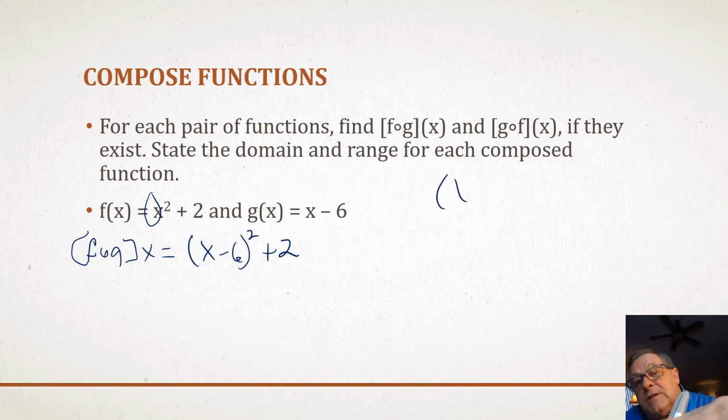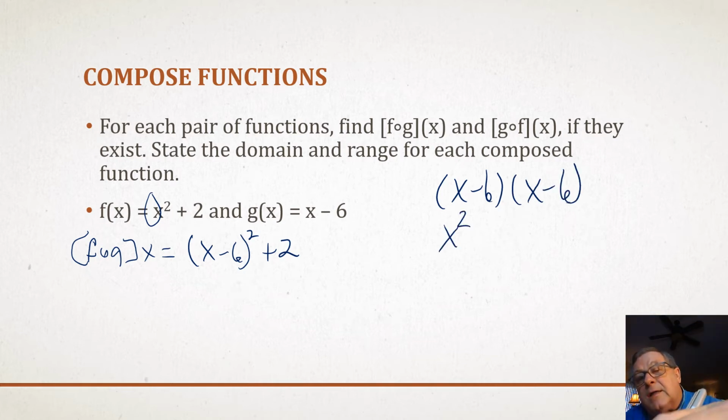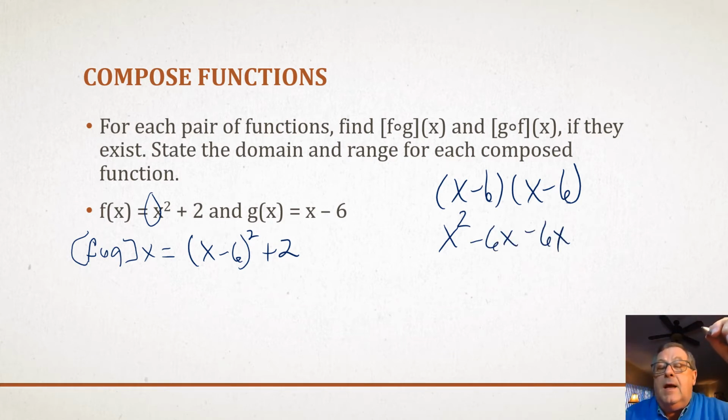I'm going to go x minus 6 times x minus 6. Well, x times x is x squared. x times negative 6 is negative 6x. Negative 6 times x is negative 6x. And negative 6 times negative 6 is positive 36. So we have x squared minus 12x plus 36.